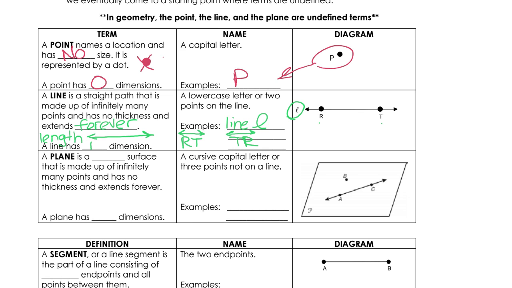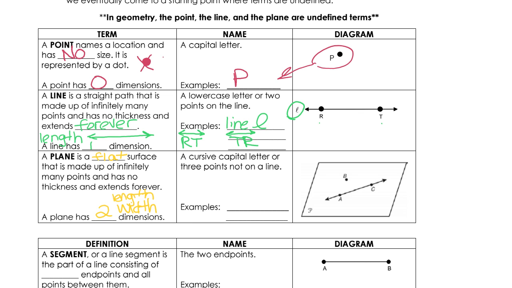Okay. A plane. A plane is a flat surface that's made up of infinitely many points and has no thickness and extends forever. A good idea of a plane is like a sheet of paper because it's paper thin. It has no thickness to it. However, a piece of paper doesn't extend forever in all directions. But a piece of paper, if you think about the dimensions of it, 8.5 by 11, that is two-dimensional. It has a length and a width.